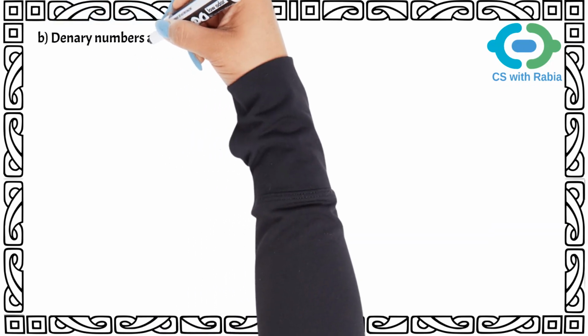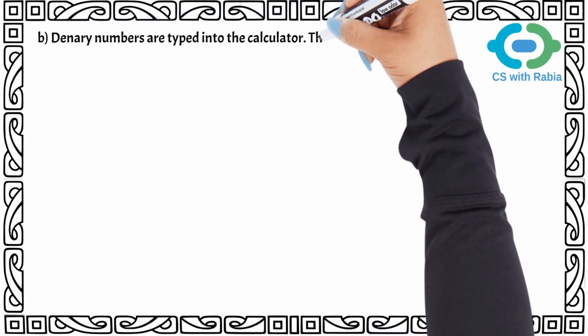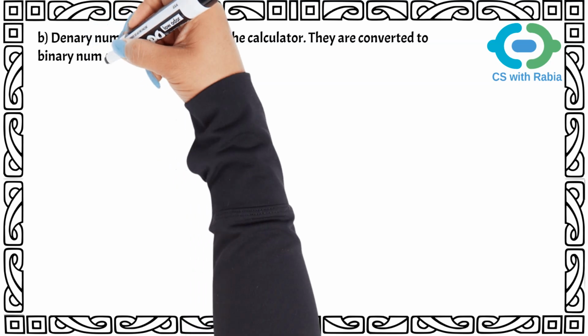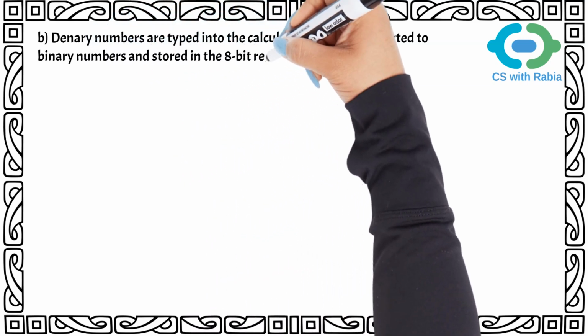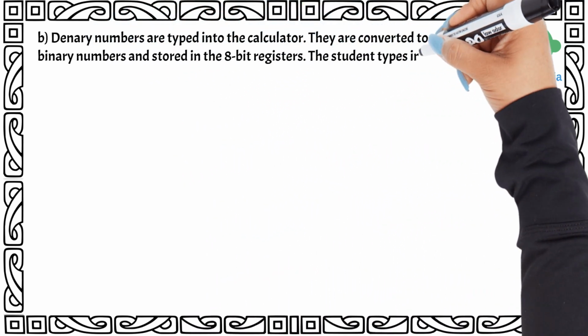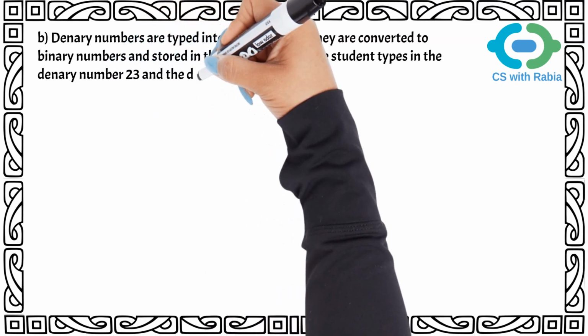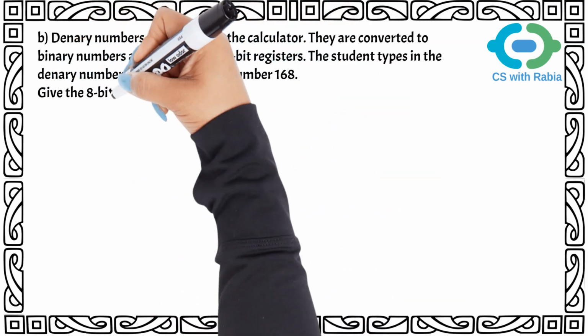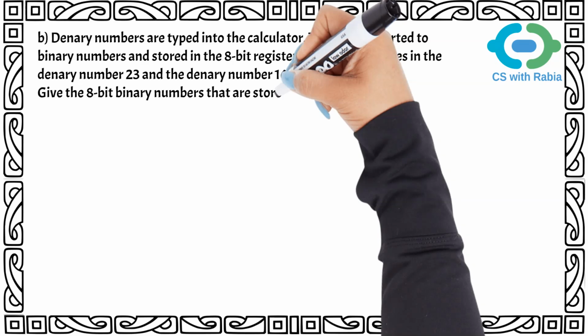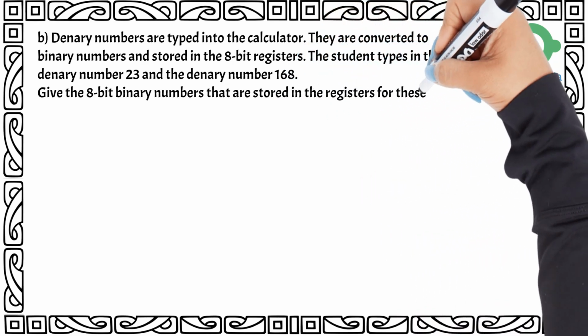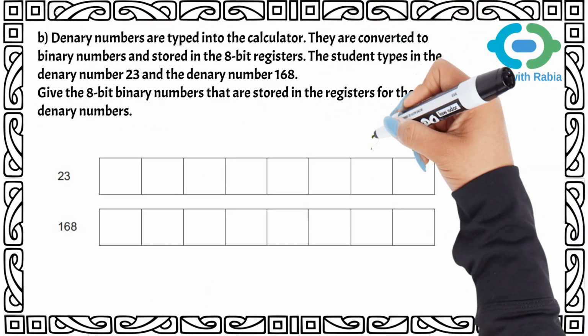Denary numbers are typed into the calculator. They are converted to binary numbers and stored in the 8-bit registers. The student types in the denary number 23 and the denary number 168. Give the 8-bit binary numbers that are stored in the registers for these two denary numbers.